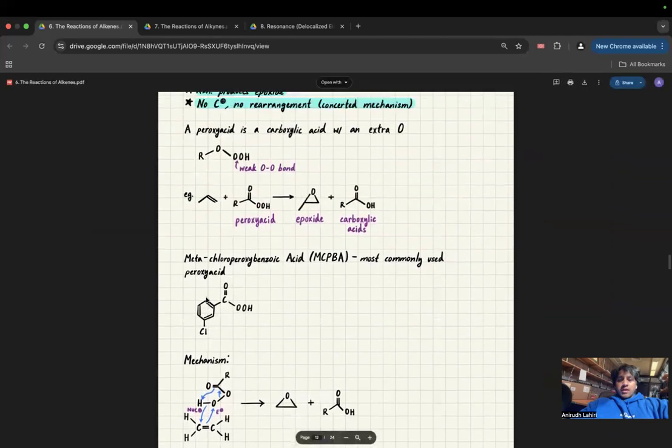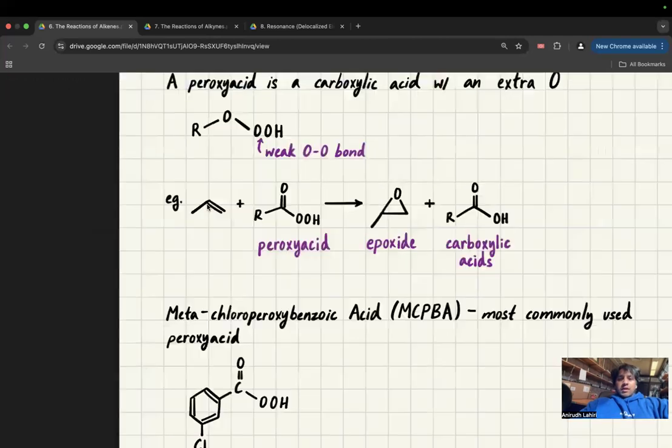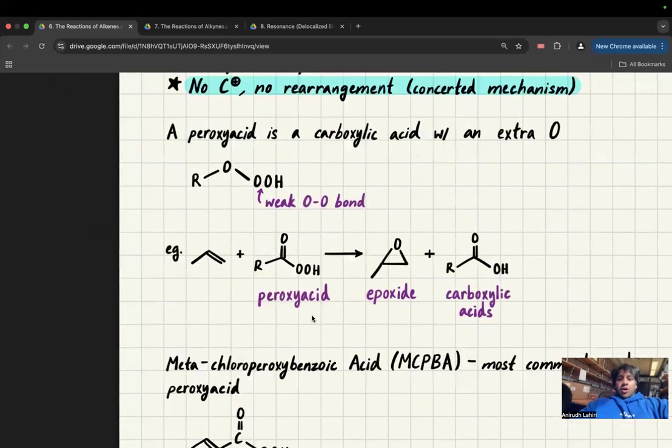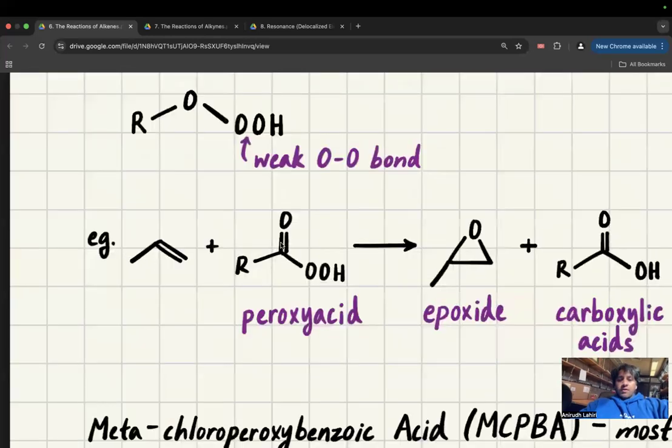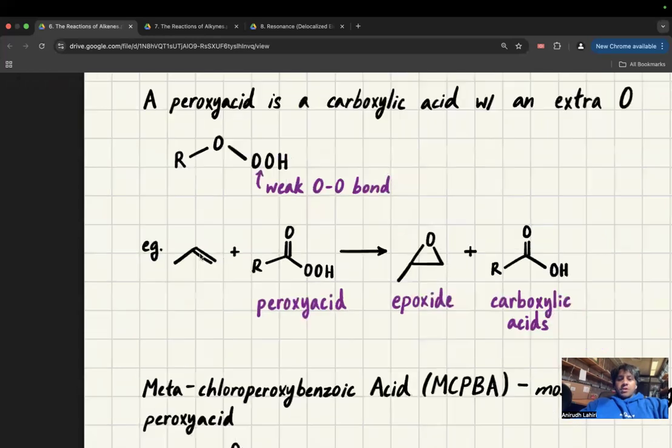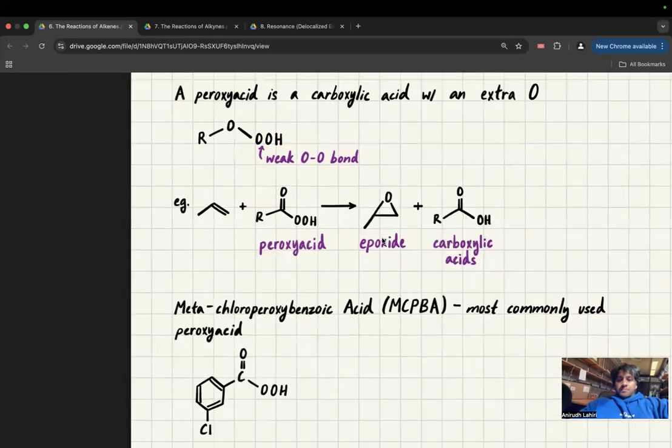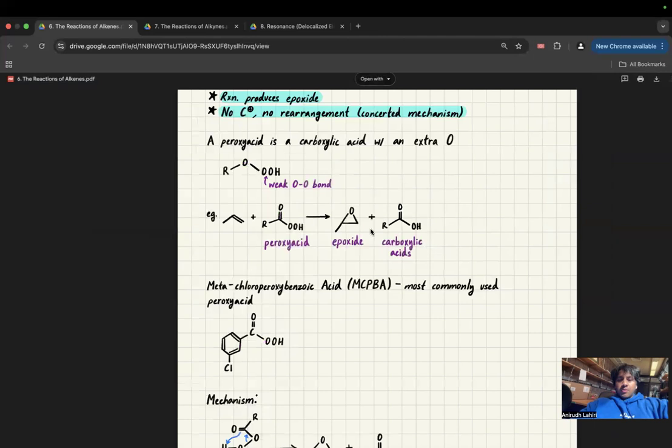So I think it's sufficient to say that as long as you realize that if you have mCPBA, a peroxy acid, where basically you just have this carbonyl O and then two O's in a row with a single bond, you're going to make an epoxide. Okay. You generally don't even care about the carboxylic acid byproduct.